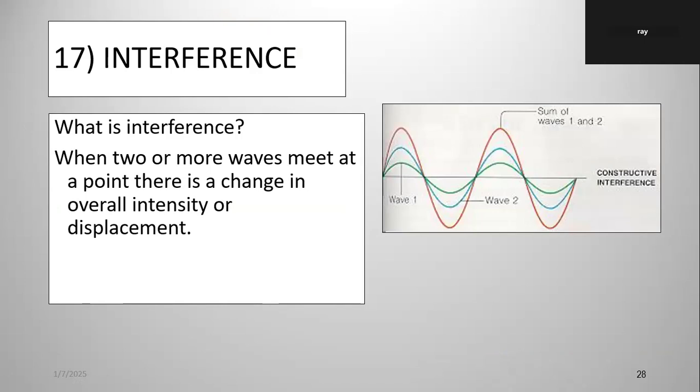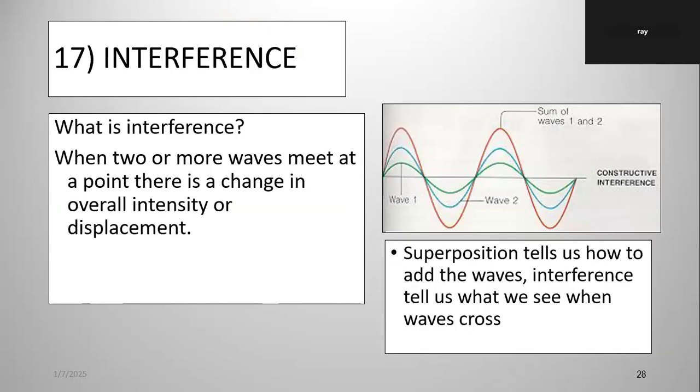That's constructive interference. Superposition tells us how to add the waves. Why do we get the interference pattern? We add the waves, the displacement of the wave. Interference tells us what we see when the waves cross.